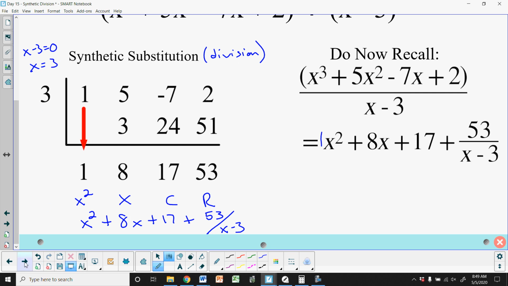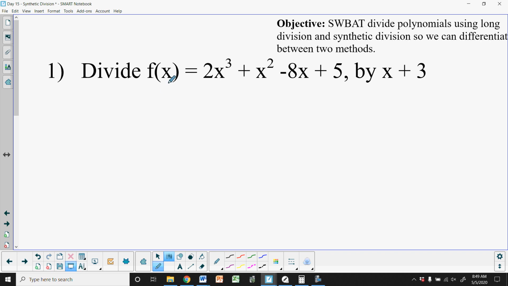So let's try out this process. We're going to take this function and we're going to divide it by x plus 3. So first thing we want to do is x plus 3 equals 0. So then x equals a negative 3 is what we're going to substitute in. Because if we substitute in, then we can get what our problem is going to be, or what we need to divide these two. So then we take that negative 3 and put it up front.